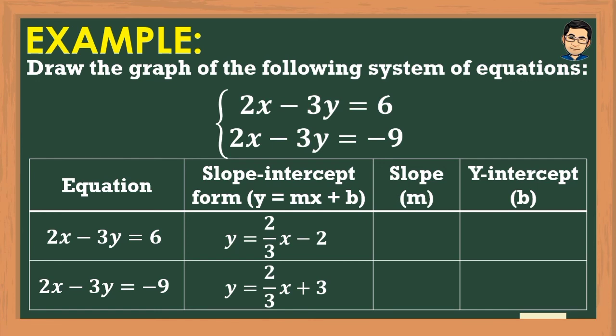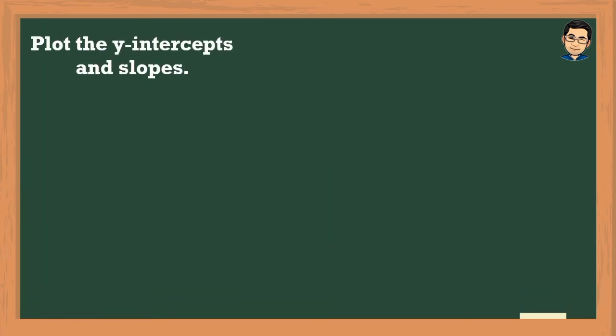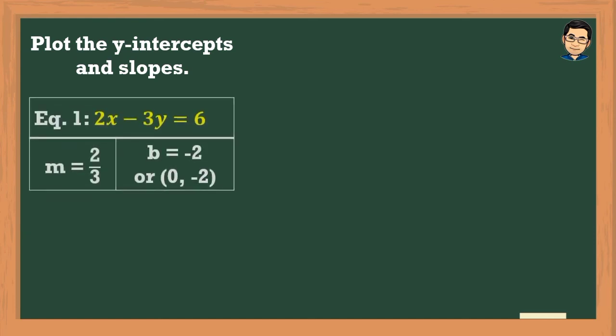So, let's identify the slope. So, kitang-kita naman po, obvious na obvious yung slope, 2 over 3 or 2/3. And then, the y-intercept for equation 1 is negative 2. Or, it can be written as 0, negative 2. The second equation, that is 3. Or it can be written as 0, 3.